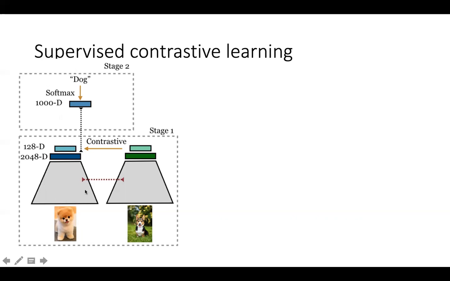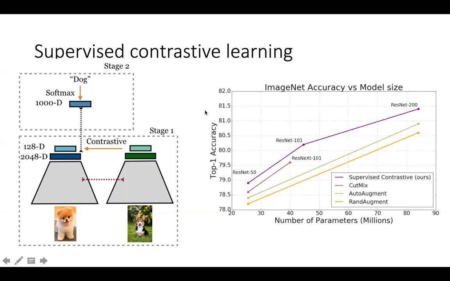The backbone is only learned in the contrastive stage. They are never jointly optimized, but you will find this approach can outperform the end-to-end cross entropy loss with many different networks. Here the purple line is the supervised contrastive approach that we have, and the other three lines are cross entropy loss with different data augmentation.